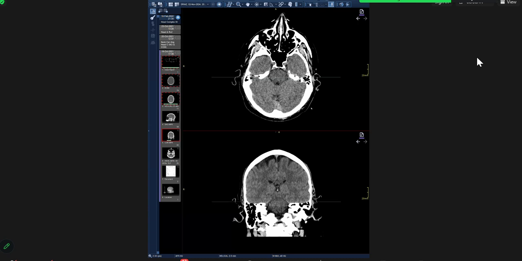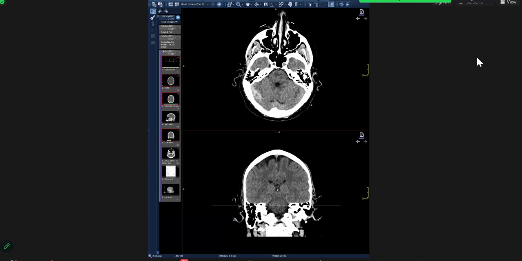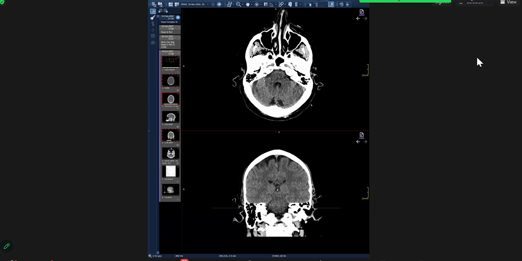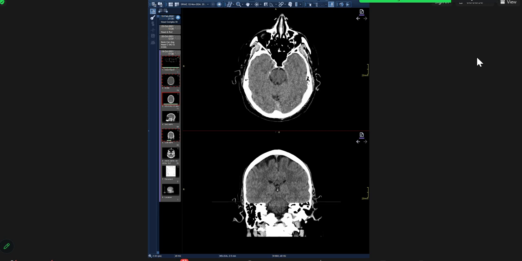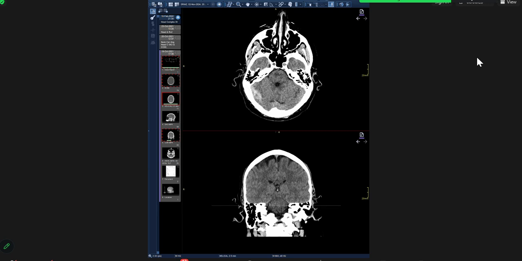I cannot see any other gross abnormality. The cisterns and ventricular system appear unremarkable. Bilateral mastoid air cells are also unremarkable, except for that destruction of the petrous bone. There is no mastoiditis. There is subtle hypodensity of the pons, but that you can ignore.